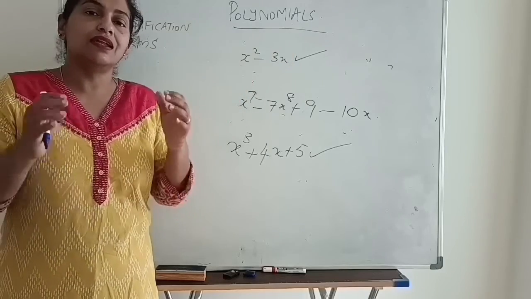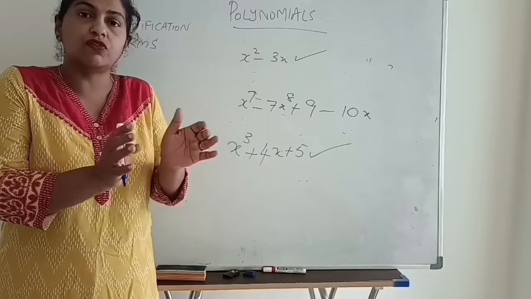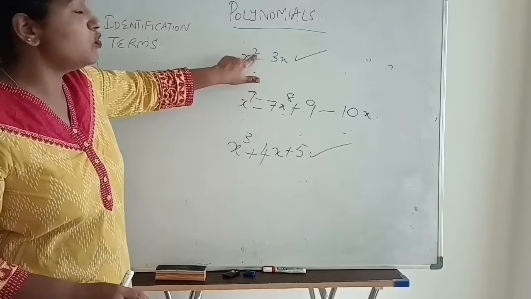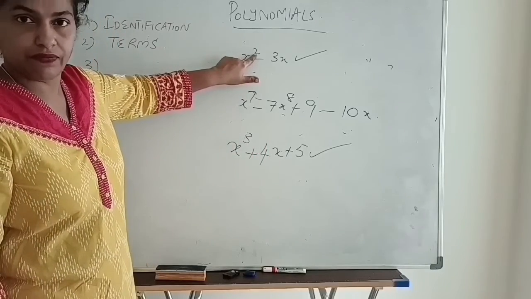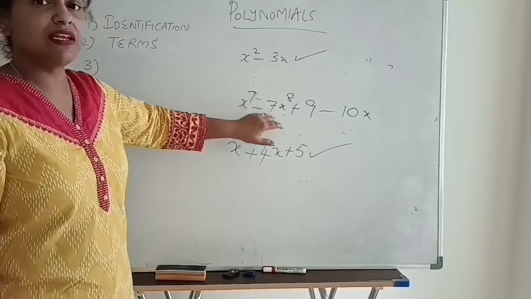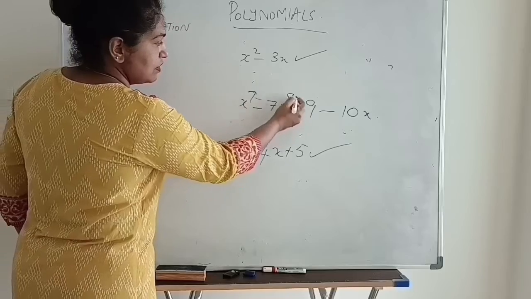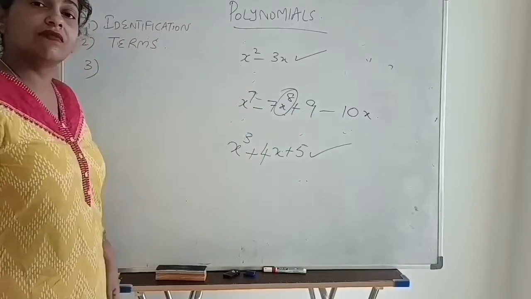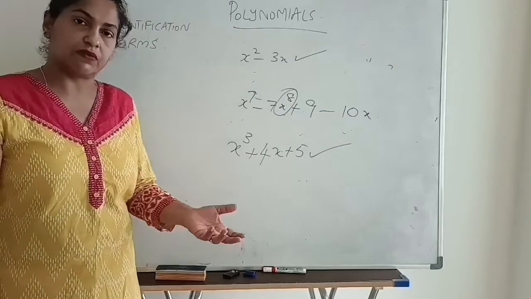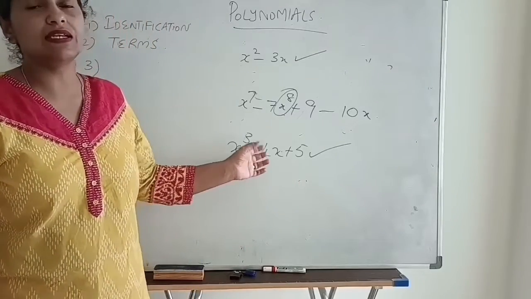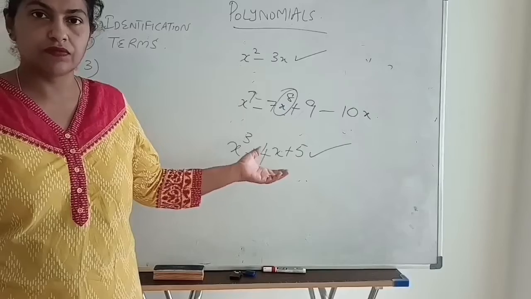So what do you mean by degree? Degree is the highest power to which the variable is raised. So in this case, 2 is the degree of the polynomial. Okay. In this case, what is the degree of the polynomial? It is not a 7, it is an 8 because the second term is the one which has the highest power. Similarly, for the third one, you can see that the degree of the polynomial is a 3.